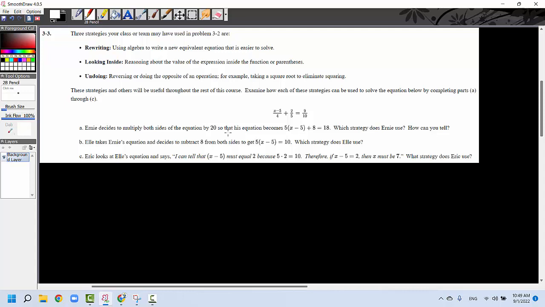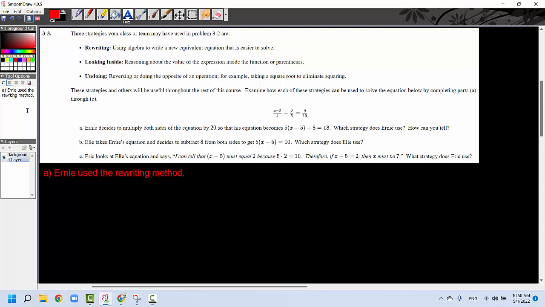So in part A here, Ernie, well, first off, we have this equation here, x minus 5 over 4 plus 2 over 5 equals 9/10. And it starts off by telling us that Ernie decides to multiply both sides of the equation by 20 so that he gets this thing. So what strategy does Ernie use? Well, it looks like Ernie, actually, I'll give it its own heading here, so A. So it looks like Ernie used the rewriting method.